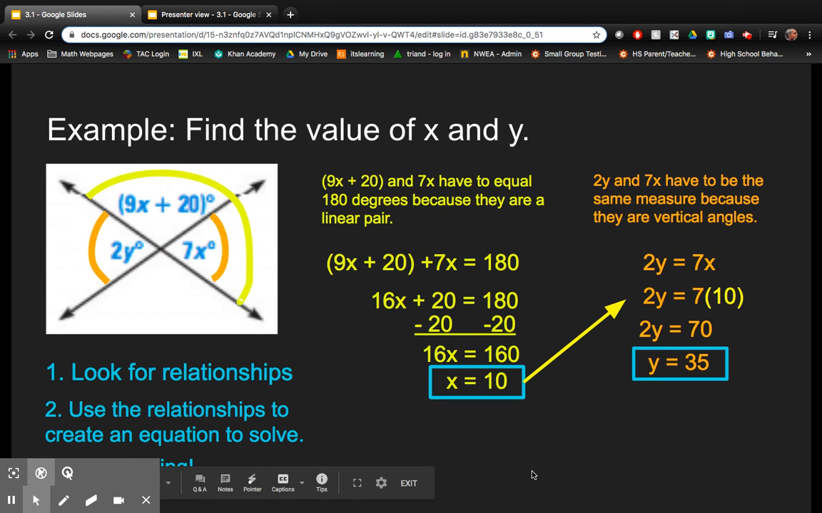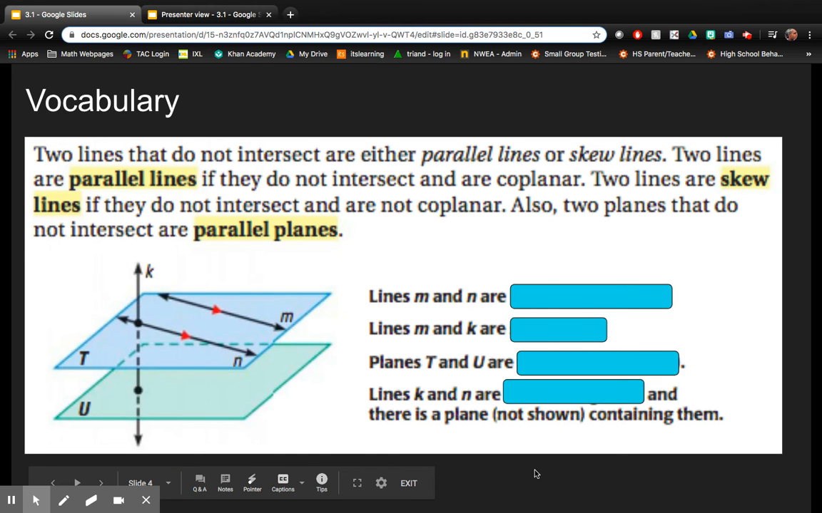Okay, let's move on. Let's look at the relationship between some lines. Two lines that do not intersect are either parallel or skew. Maybe you've never heard skew lines before. That's okay. We're going to talk about it today.